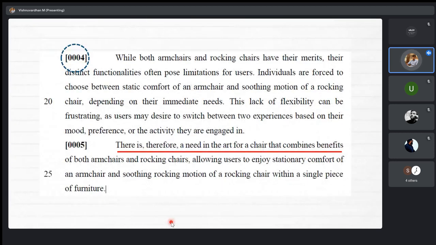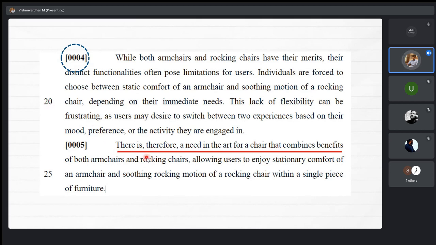So I've added 2 more paragraphs. Like I said, keep the paragraph numbering flowing. Do not start fresh each time, because at the end of the application, you'll have to have continuous numbering of paragraphs. Cool. So number 4: while both armchairs and rocking chairs have their merits, their distinct functionalities often pose limitations for the users. So now they're listing out the problems existing in the market today. Individuals are forced to choose between static comfort and the soothing motion of a rocking chair. So you'll either have to pick an armchair or a rocking motion. This is the problem. So how will you solve this problem?